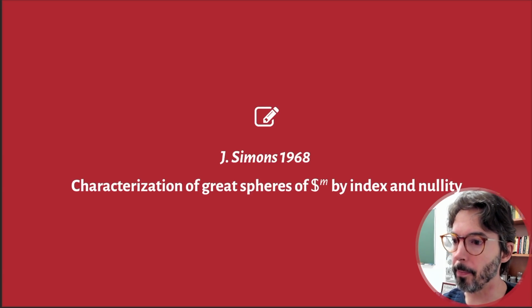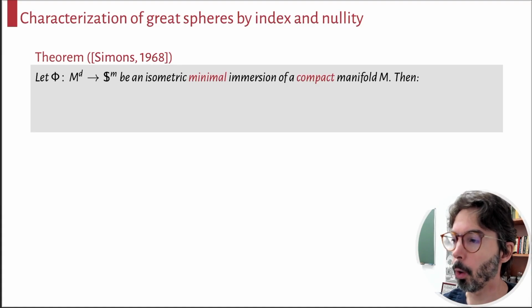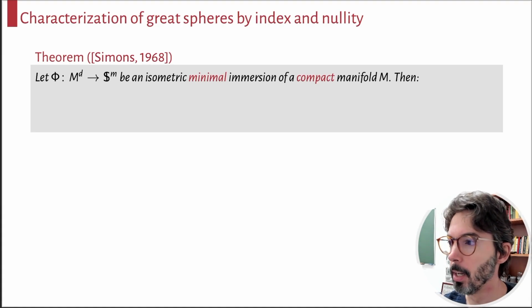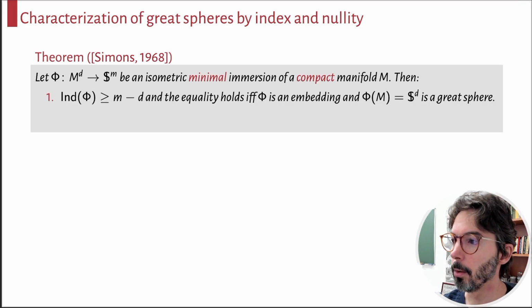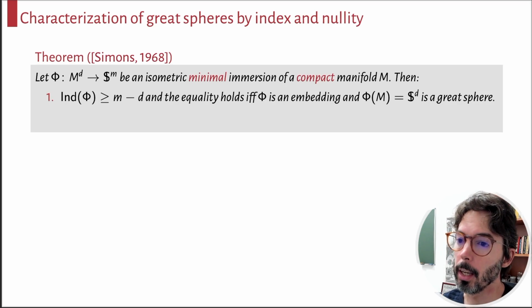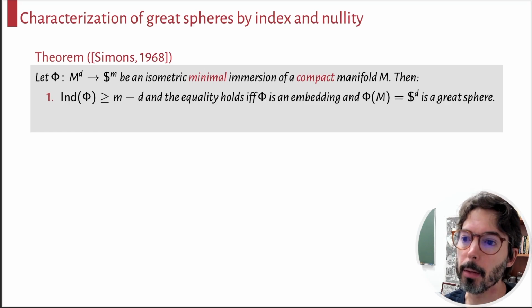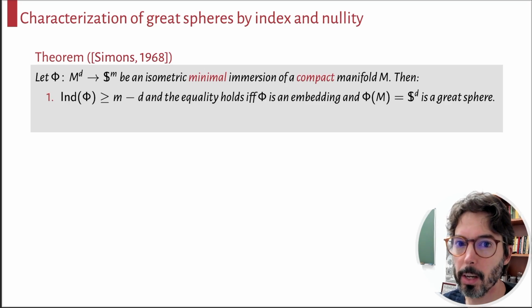Okay, so the first main result is by James Simons in the 60s, and it says the following. If we consider an isometric minimal immersion of a compact manifold M in the sphere of dimension n, then we have these two possibilities. First, the index of the immersion is always greater than or equal to the codimension. That is, there is no stable compact minimal submanifold in the sphere, because the index is always positive. And the equality in this inequality holds if and only if phi is actually an embedding and the image is a great sphere. So great spheres are not stable, but they are the lowest index examples among all the minimal immersions.